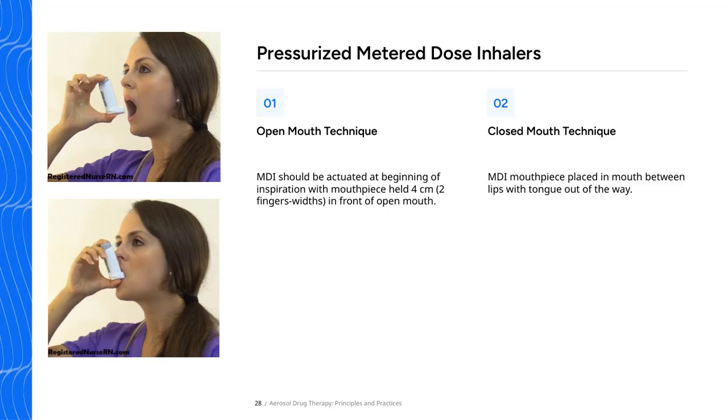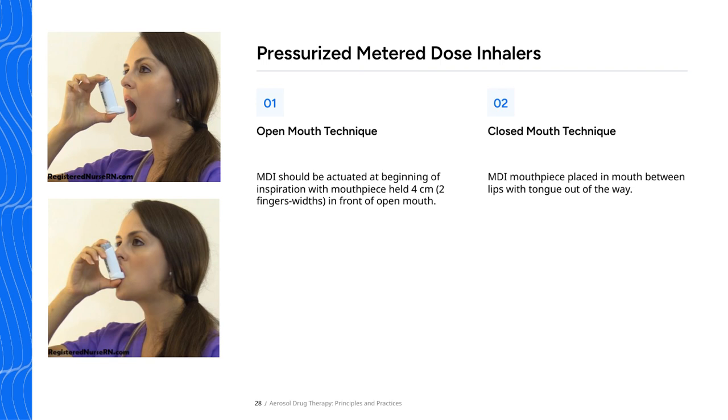Now let's look at the proper technique for using a pressurized metered dose inhaler, or MDI. When positioning the mouthpiece, place it firmly in your mouth, ensuring it's between your lips, and make sure your tongue stays out of the way. This helps create a good seal and prevents medication from escaping.